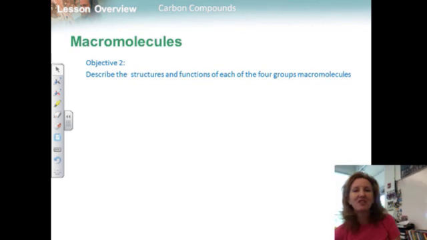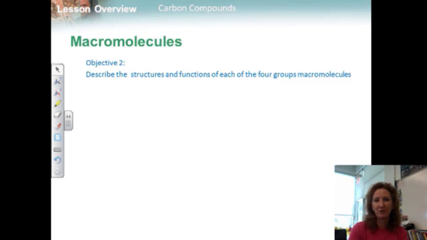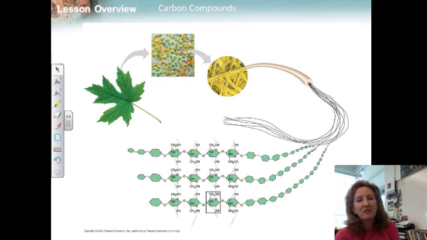Describe the structure and functions of each of the 4 groups of macromolecules. All right, so what are macromolecules? All living things are made up of 4 classes of large biological molecules: carbohydrates, lipids, proteins, and nucleic acids. Within cells, small organic molecules are joined together to form larger molecules. Macromolecules are large molecules composed of thousands of covalently connected atoms. Molecular structure and function, again, are inseparable.